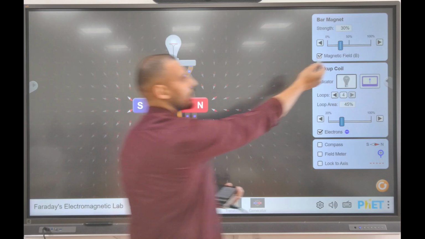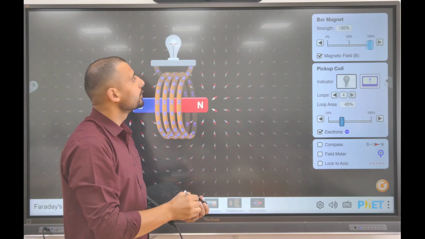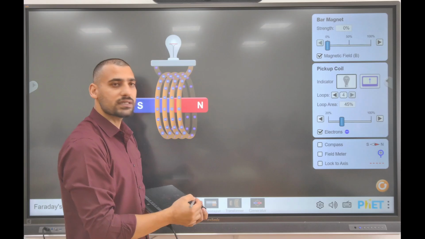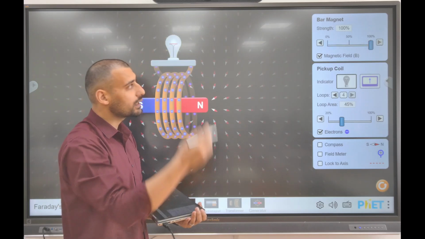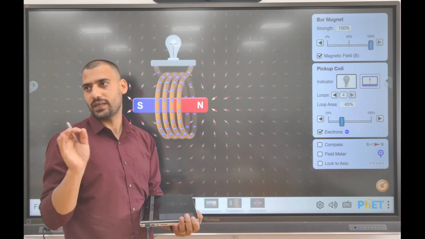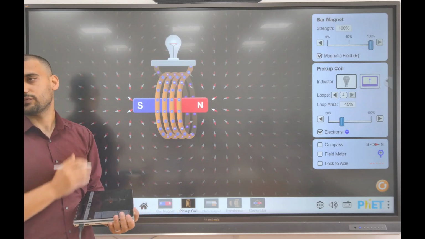Look at the values here. See, if I am increasing the strength, glow. If I am decreasing the strength, glow. If I am keeping it zero, nothing happens. If I am keeping it at maximum, nothing happens. It is the change of the magnetic field that generates the flux, that generates the EMF.